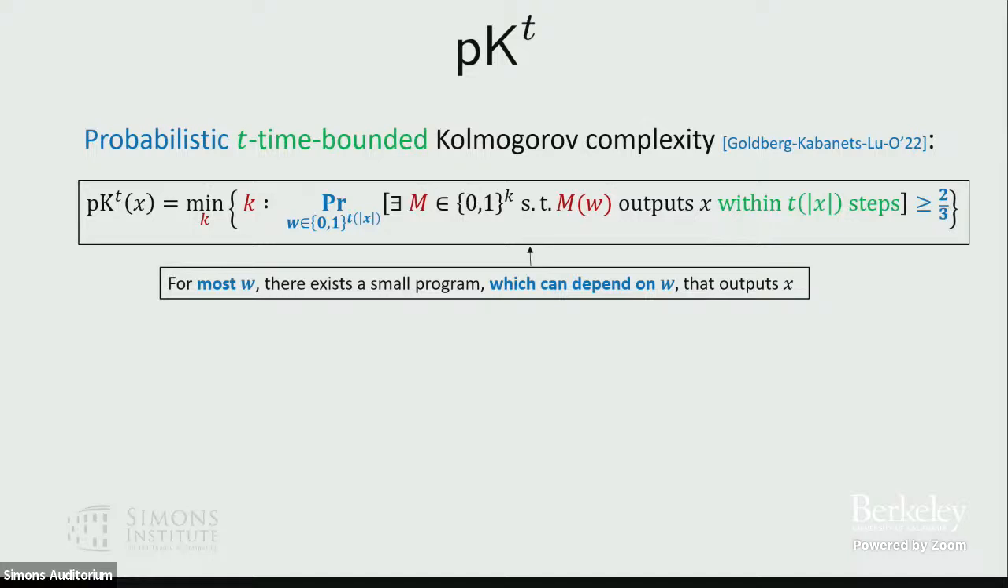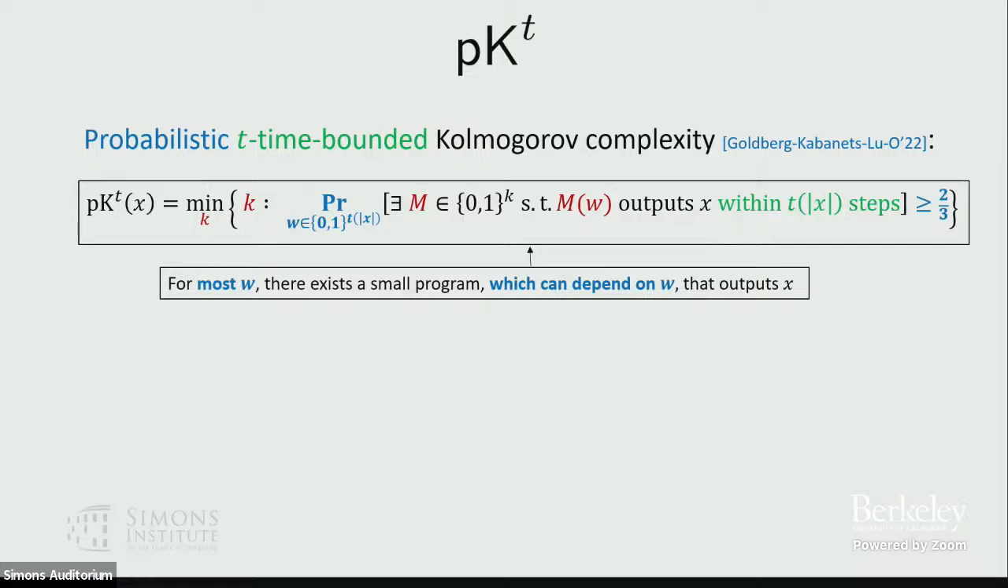So for most random strings, these public random strings, there exists a small program, and it can depend on this randomness, so it has access to the randomness. And this small program, given the randomness, deterministically produces x from this input.